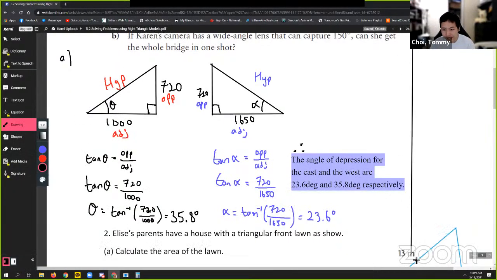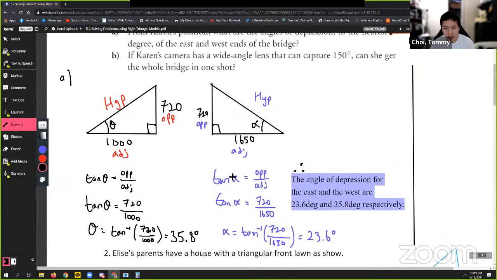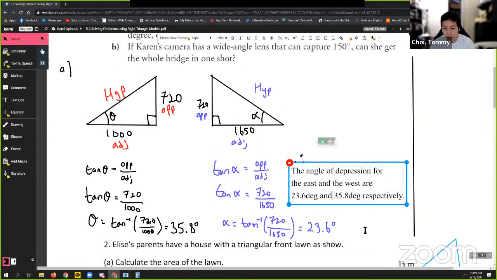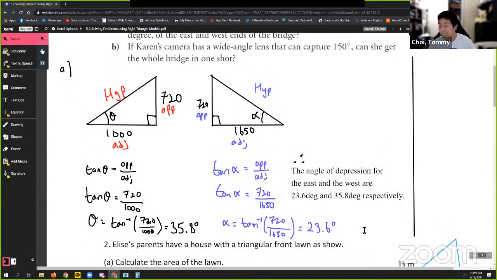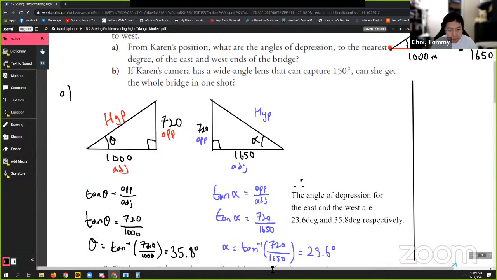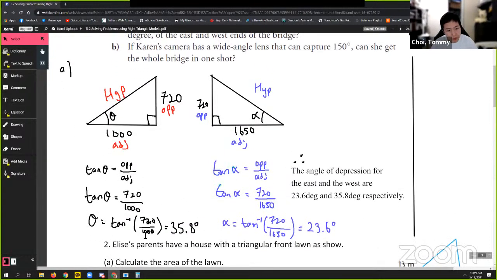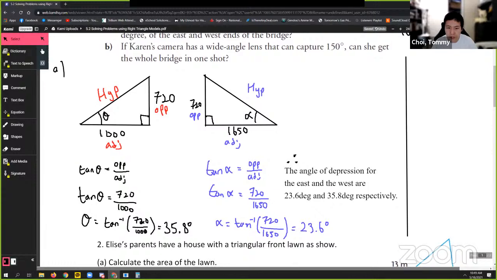A is long, right? Not saying this is an easy question. It is getting more and more difficult, of course. That's the idea, right? So this would be how you solve for the two angles of depression, right? Because angle of depression is equal to the angle of elevation.